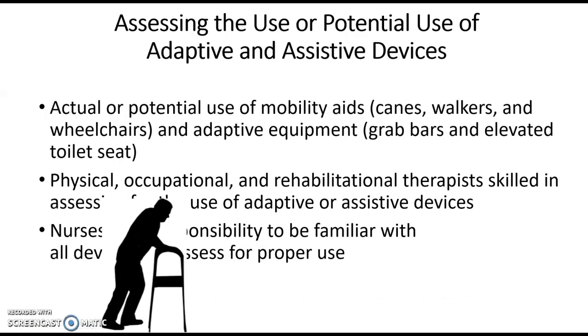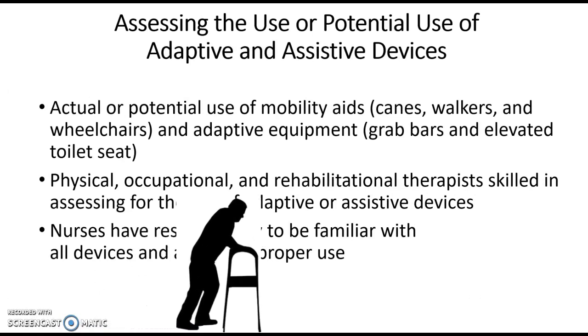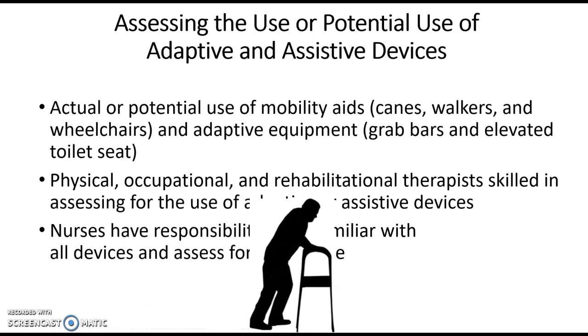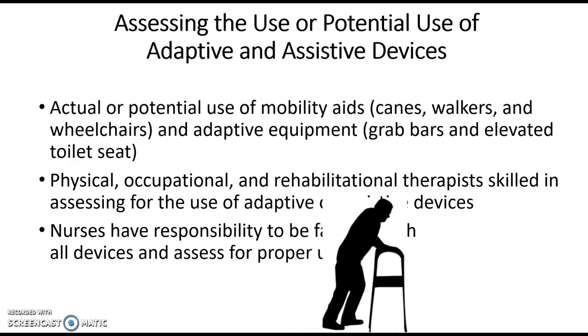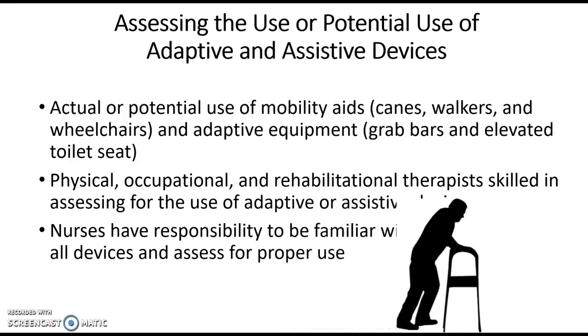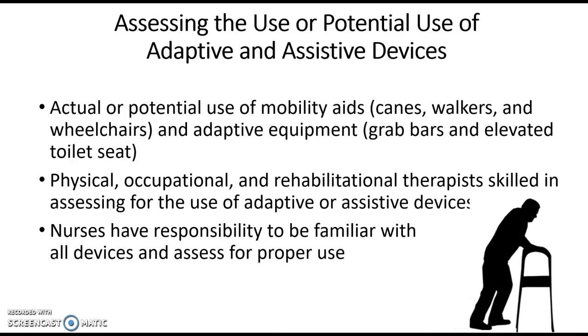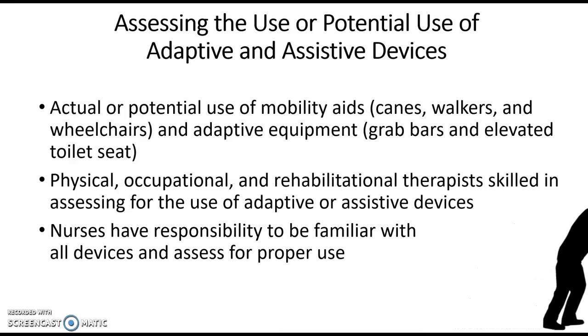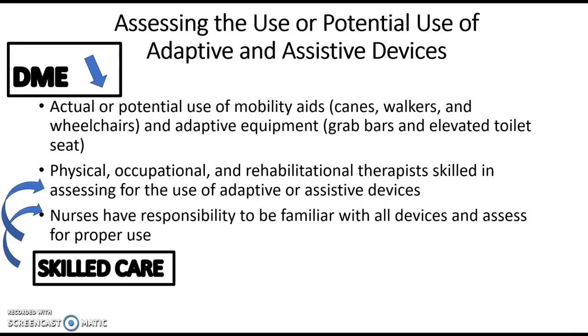So when you're assessing the use or potential use of adaptive and assistive devices, there's a couple ways to really be looking at this whole picture, because nurses really do have the responsibility to take the action on this, take the lead, and get the help where it's needed. So the first one that you're seeing there, the actual or potential use of mobility aids, includes canes, walkers, wheelchairs, and adaptive equipment like elevated toilet seats and grab bars in the room. That's called durable medical equipment, DME, and that's a term you'll hear often in healthcare.